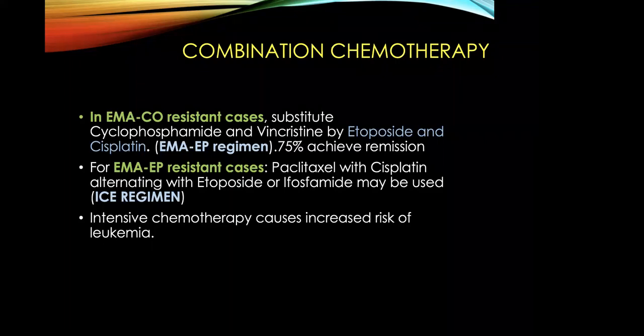So we have these regimens, that is EMA-CO, EMA-EP regimen. They are given also in resistant cases where cyclophosphamide and vincristine we substitute by etoposide and cisplatinum. In EMA-EP resistant cases, you have paclitaxel with cisplatinum alternating with etoposide or ifosfamide may be used. That is known as an ICE regimen. And intensive chemotherapy can also cause increased risk of leukemia.